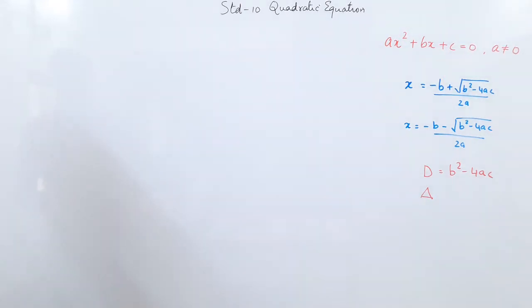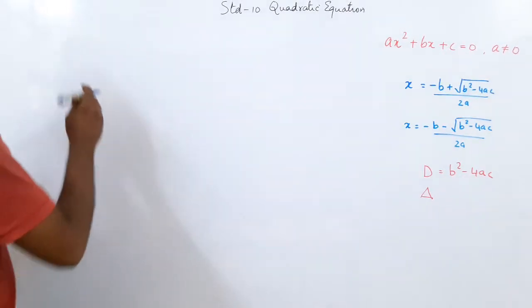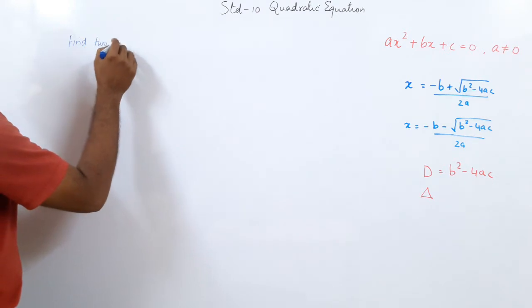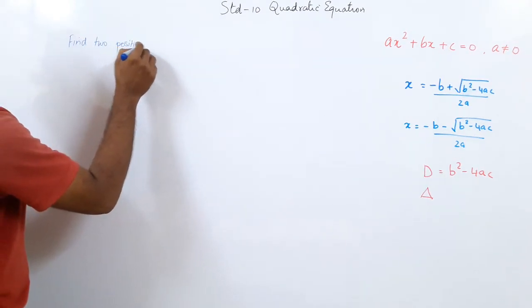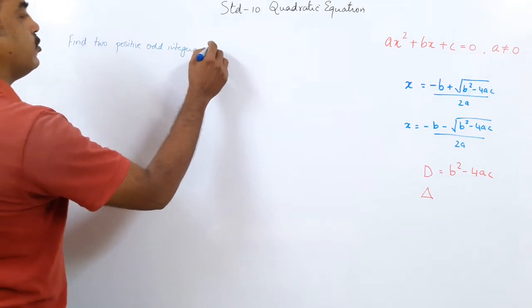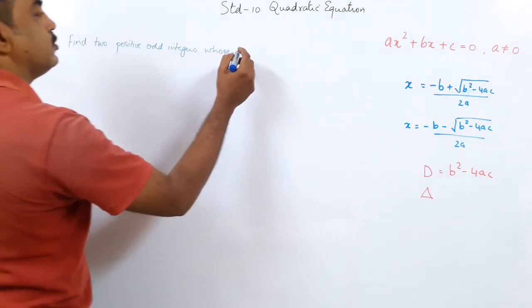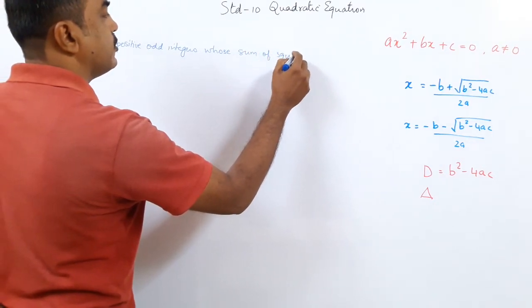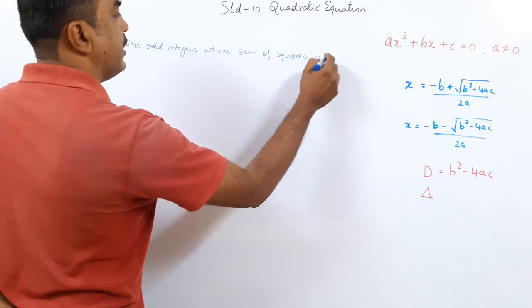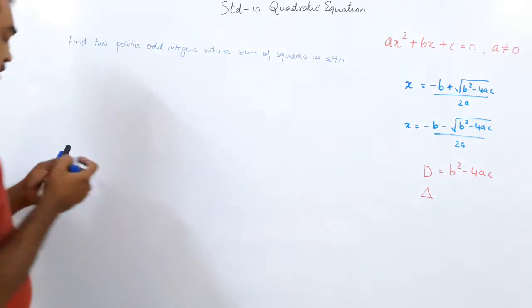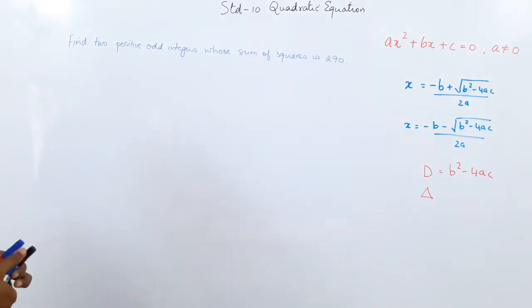The sum is: find two positive odd integers whose sum of squares is 290. Understood the sum? There are two positive odd integers whose sum of squares is 290.